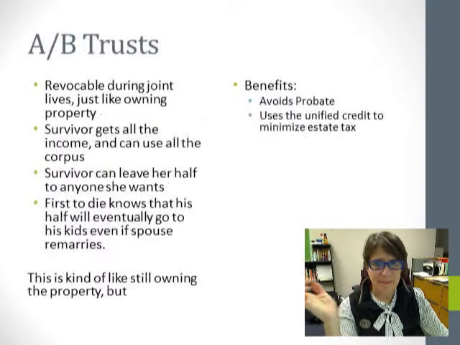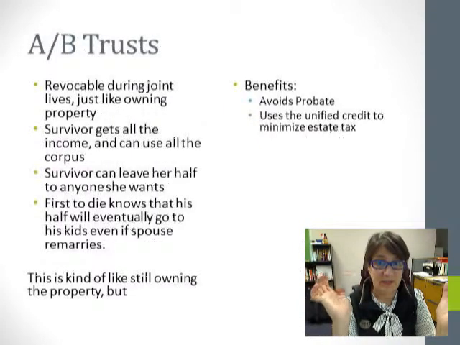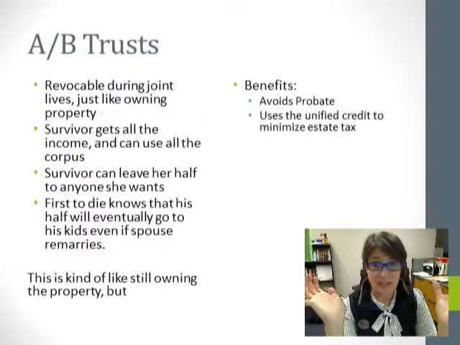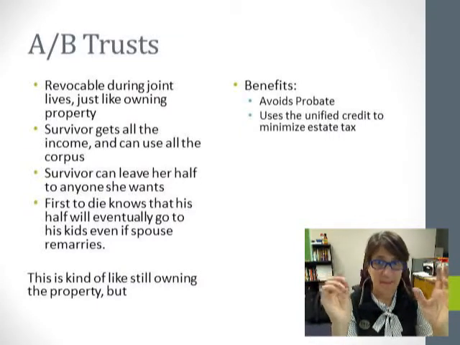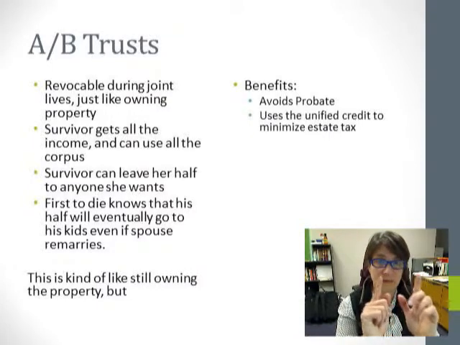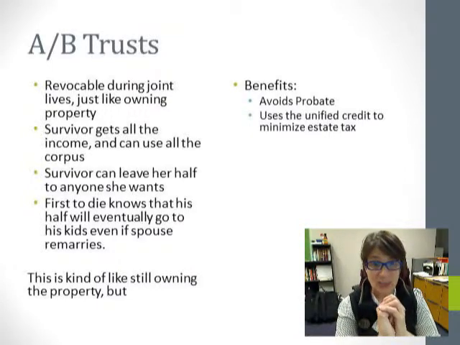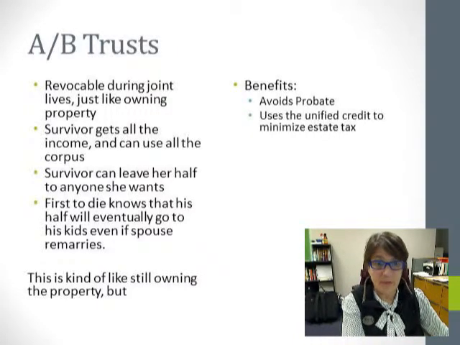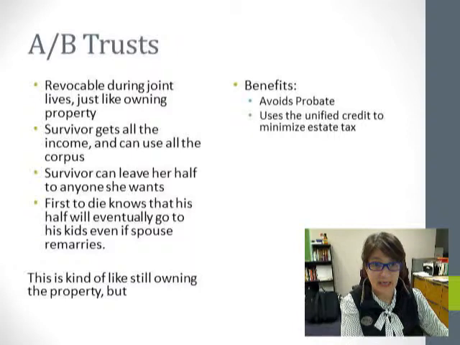All right, why do we do these? It's completely revocable during joint lives, just like owning the property. The survivor gets to use all the income, can use the corpus if necessary, just like owning the property. Survivor can leave her half to anyone she wants. The only thing that's different is that the first person to die knows that his half is going to go to his descendants. So it's kind of like owning the property. But it avoids probate, and it takes advantage of the unified credit to minimize estate tax. We used to have to do this. Right now, we don't necessarily have to set these up, although it's still a good idea.